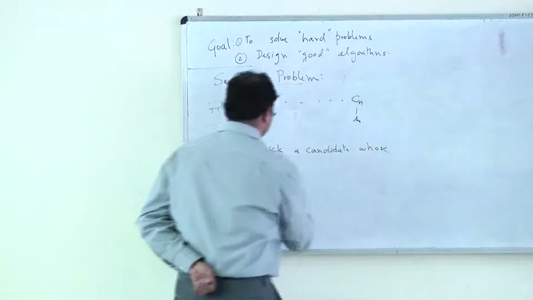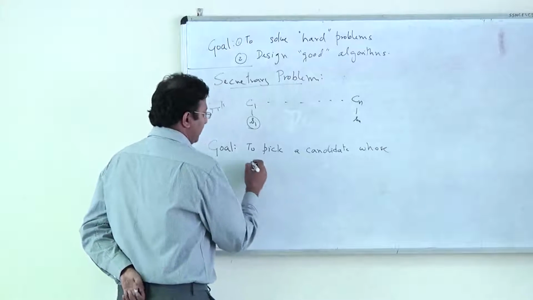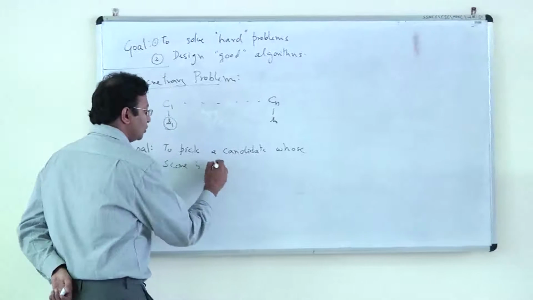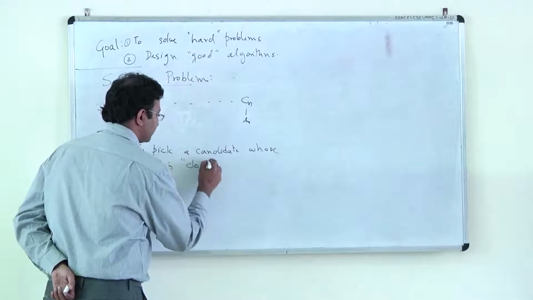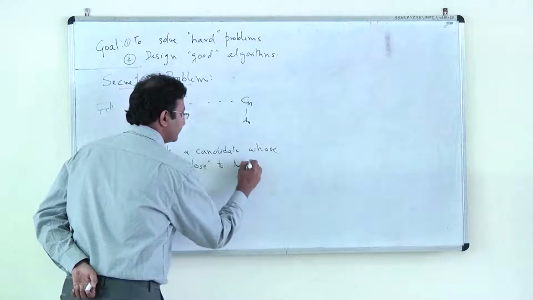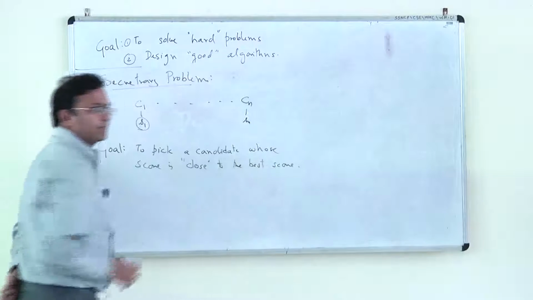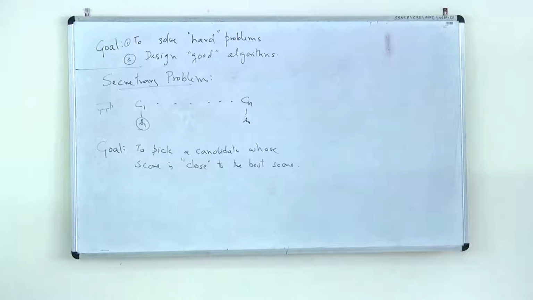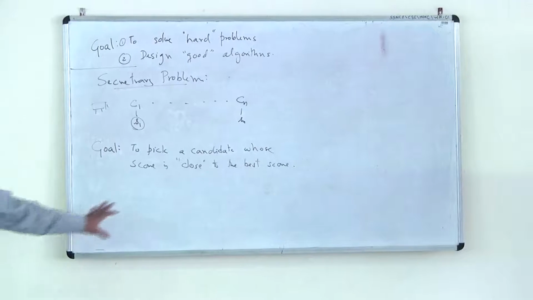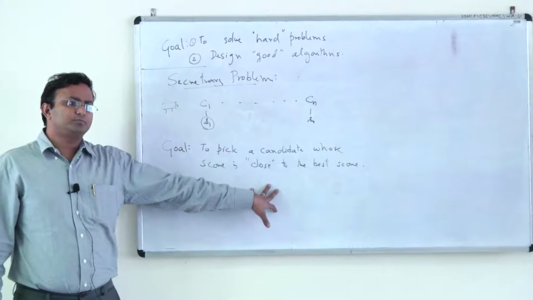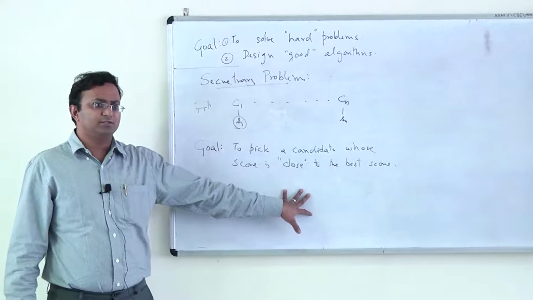whose score is close to the best score. And by close, I mean say half away or 1/4 away or some kind of constant away, let's say. If the best candidate score is 100, I want to pick someone whose score is at least 25.